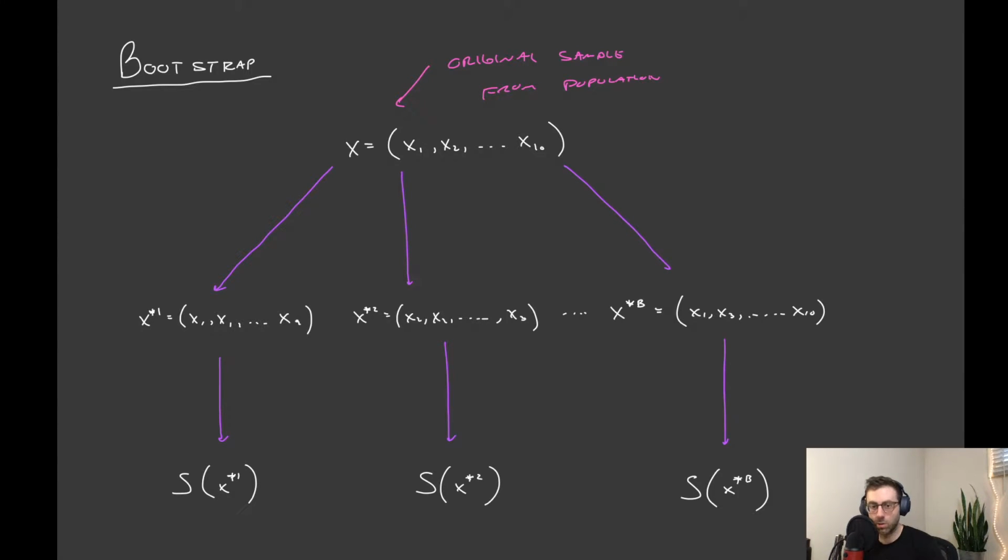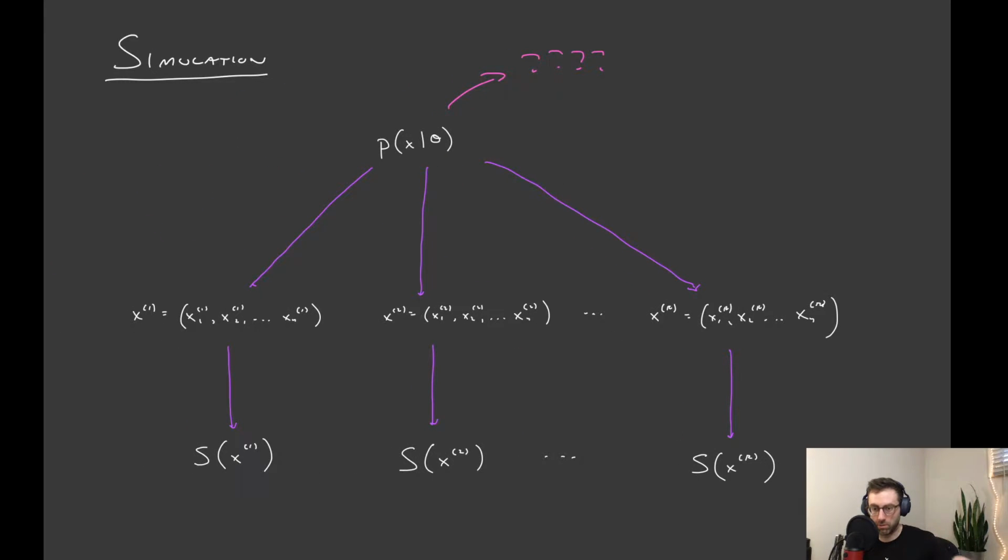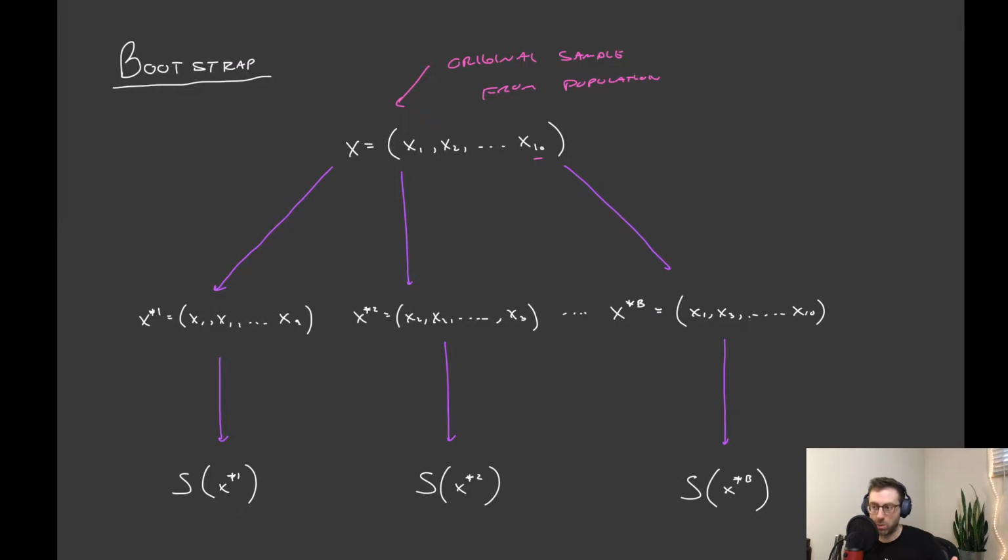So in practice, we're only going to get one of these. So we'll just have this one sample from the population. And in this example, there are 10 observations. So in place of these fully random samples from the population, what we're going to do is say, okay, well, this sample we have is a reasonable representation of the population. So we're going to sample from these observations with replacement, data sets of the same size.